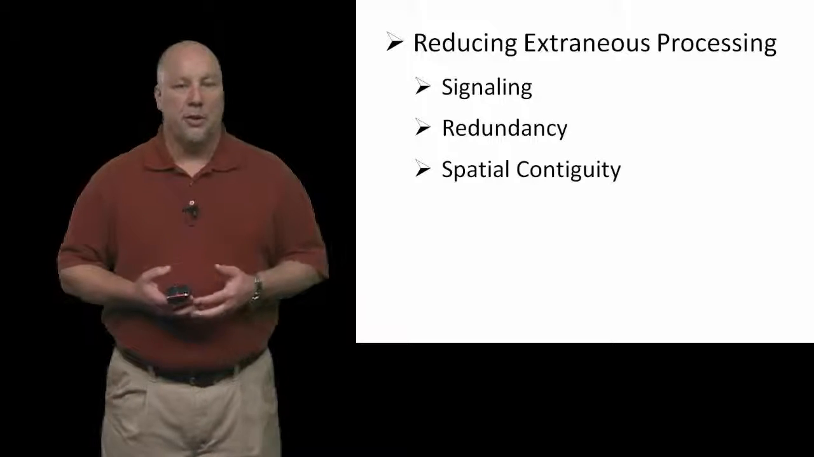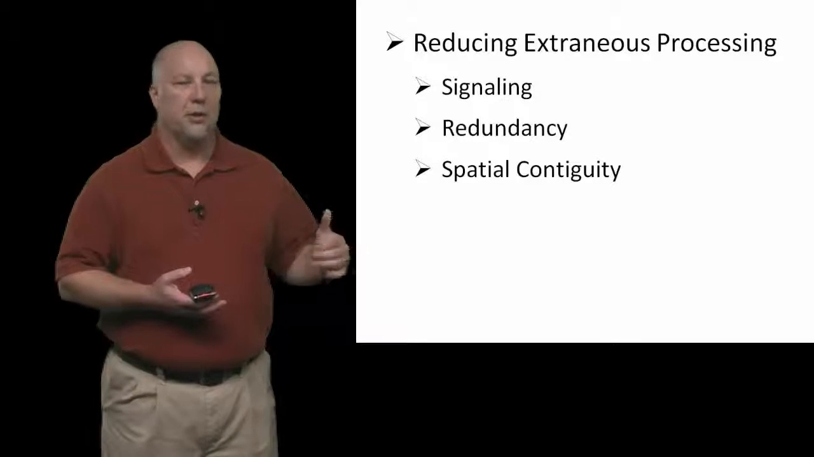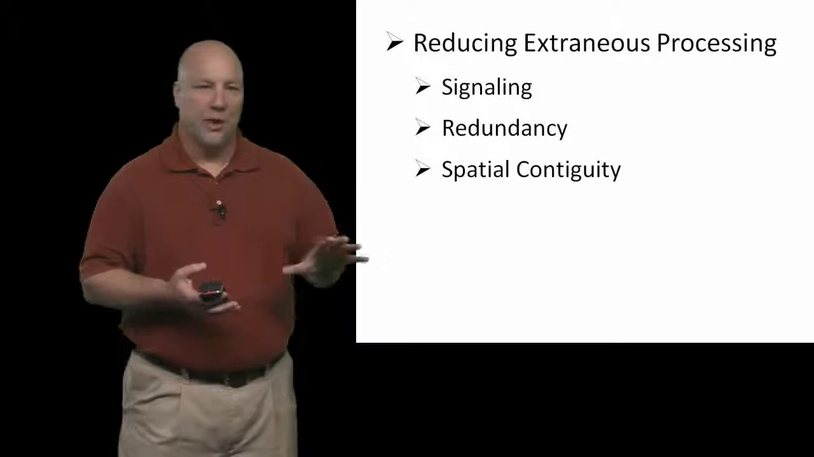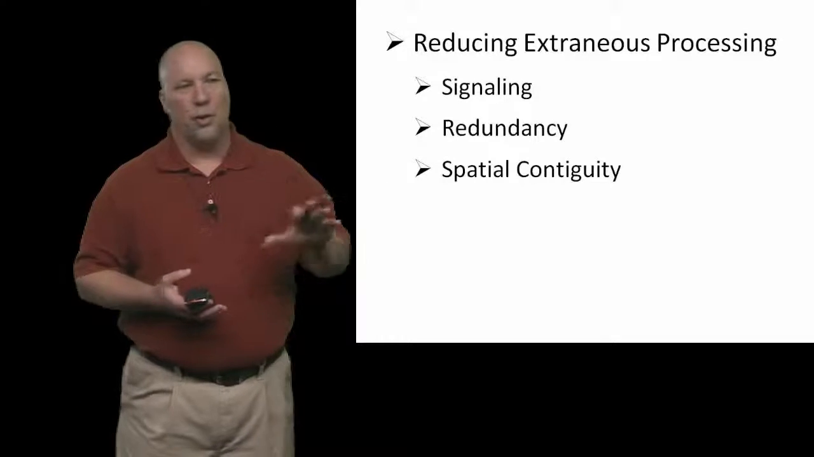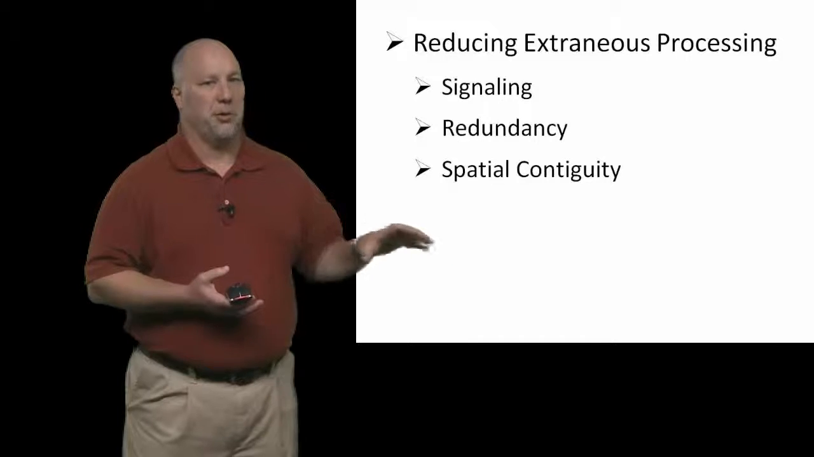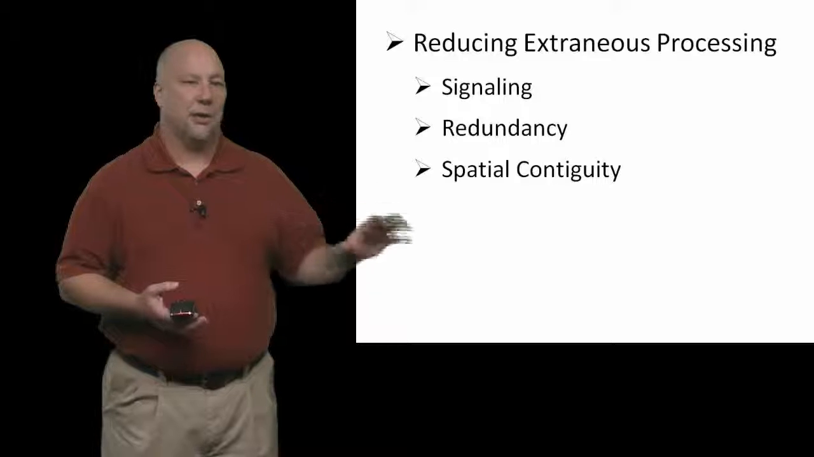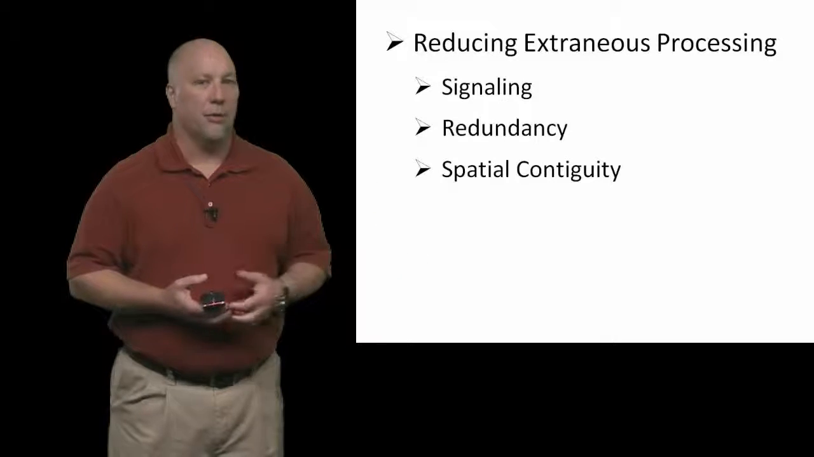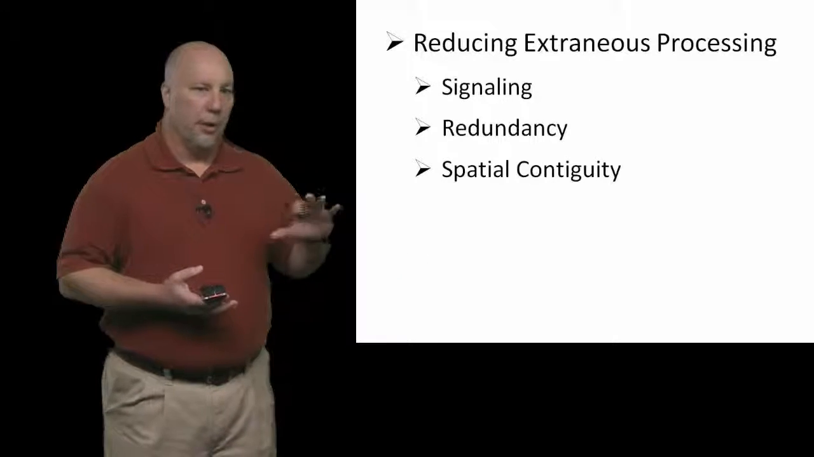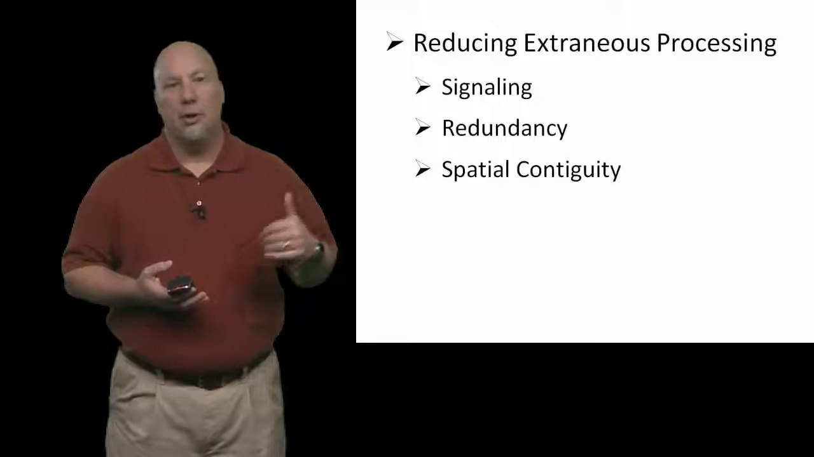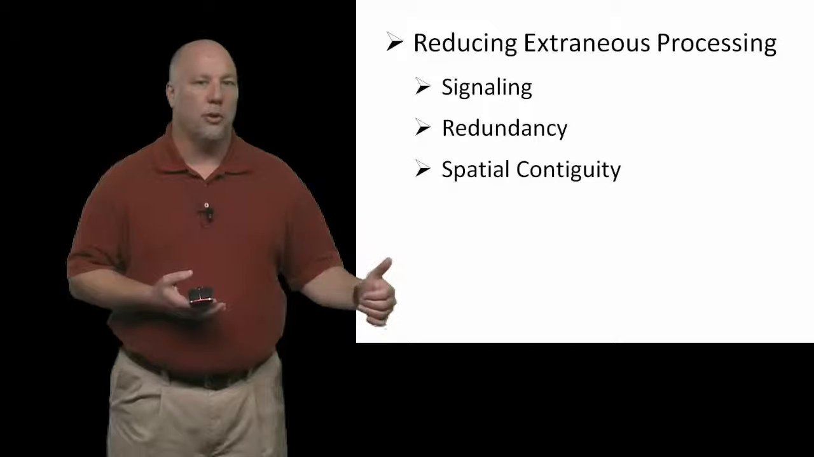The first way we can do this is through signaling. Signaling is when you use cues. In other words, you have an image on the screen or you have text on the screen, and you want to draw the student's attention to a specific area. Some of the ways that you can do that is you could highlight certain areas or change the color of the font. Other ways, if you have an image that you want to highlight, you can actually label the items that you want them to focus on.